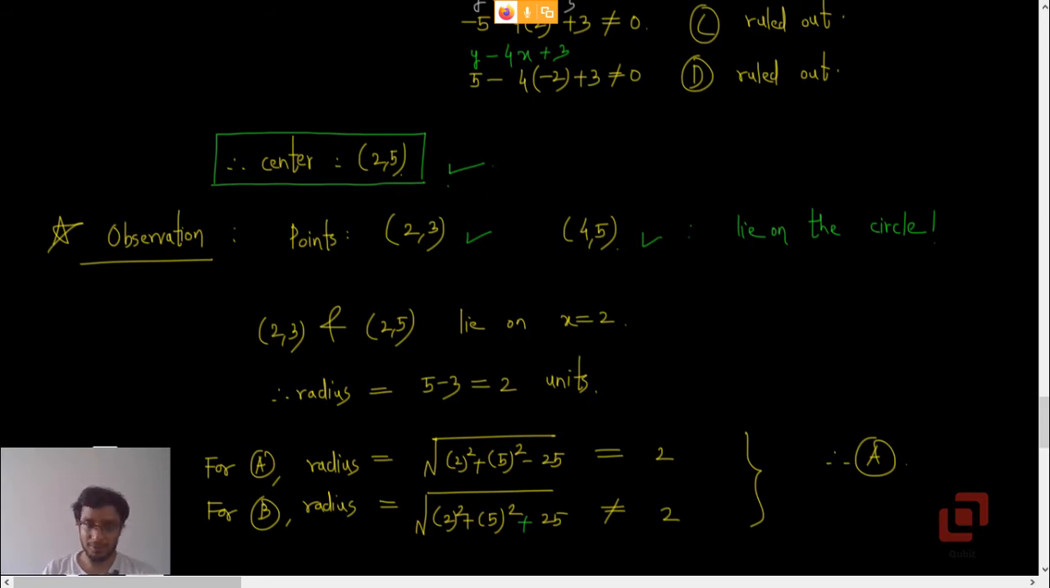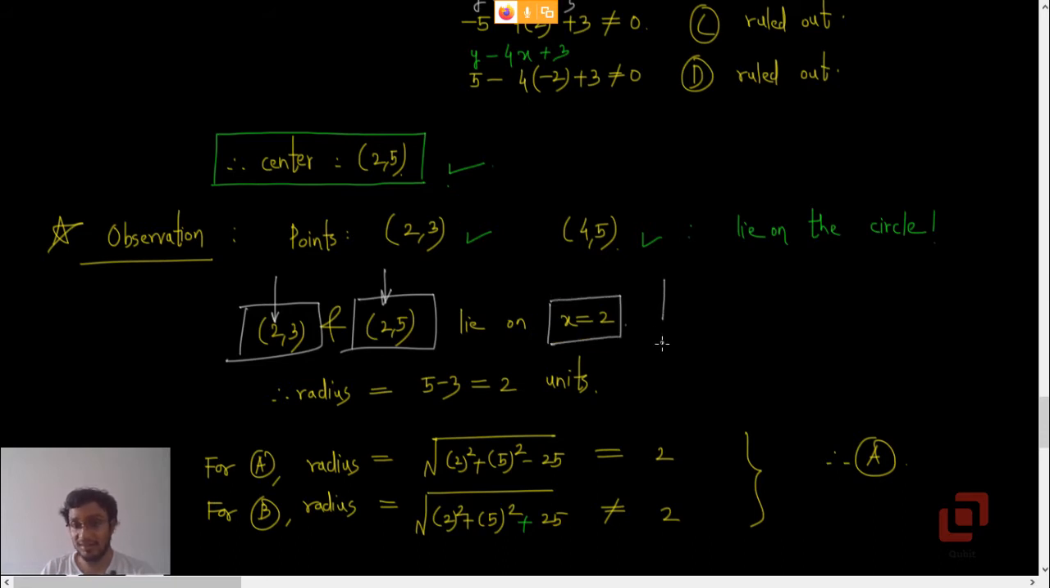Now you observe the following. The x coordinate of the point (2, 3) is 2, and the x coordinate of the point (2, 5) is also 2. So can I now say that both these points lie on the vertical line x equal to 2? Yes. Now if these 2 points lie on the vertical line x equal to 2, the distance between these 2 points will be 5 minus 3, or 2 units, isn't it?